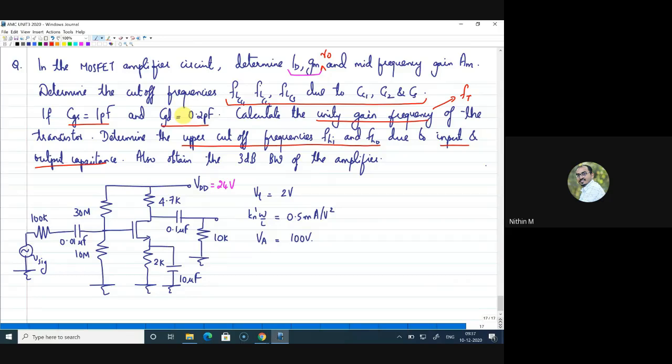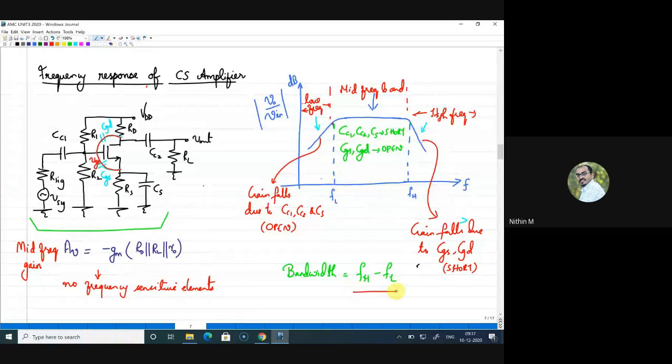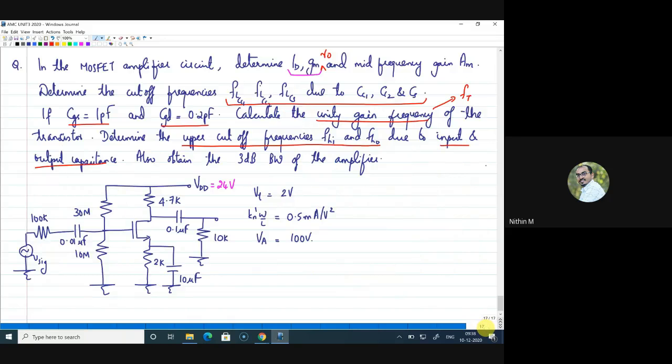I'll be explaining this in detail. And finally, we have to find the 3 dB bandwidth of the amplifier. So basically, bandwidth is a difference between the higher and lower cutoff frequency. So now at the higher side, there are two capacitors which decide the cutoff frequency, and on the low frequency side there are three capacitors which decide the cutoff frequency. So when we consider bandwidth, we will consider the smallest of the cutoff frequency on the higher side and the largest of the cutoff frequency on the lower side. So that will give you the suitable bandwidth of the amplifier. Anyway, I'll explain this in detail.